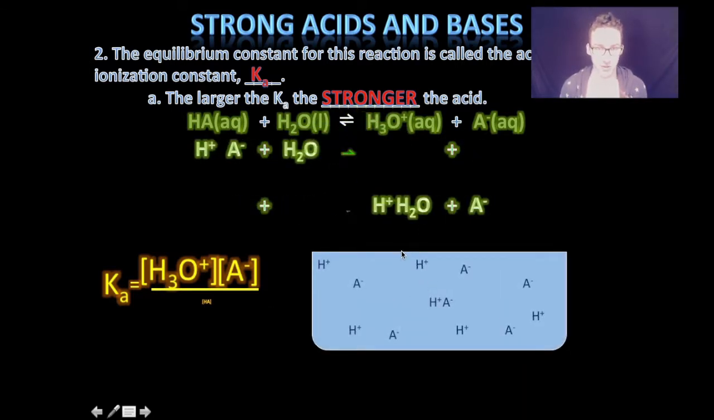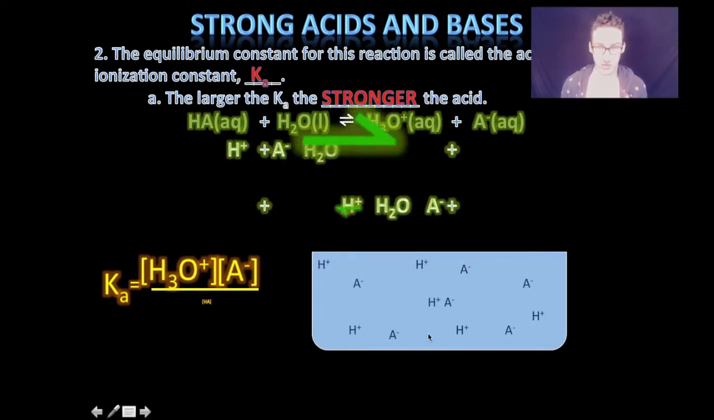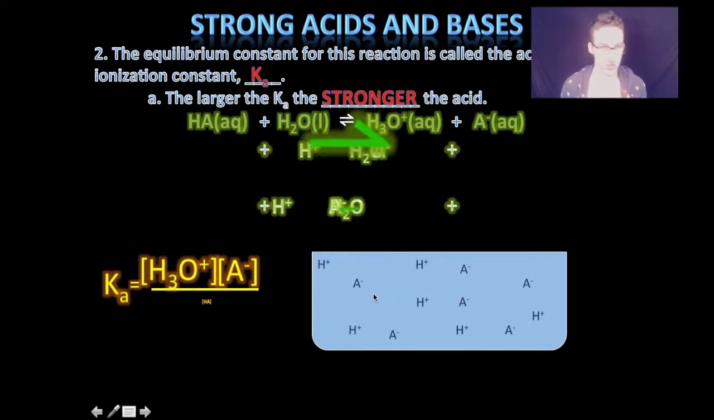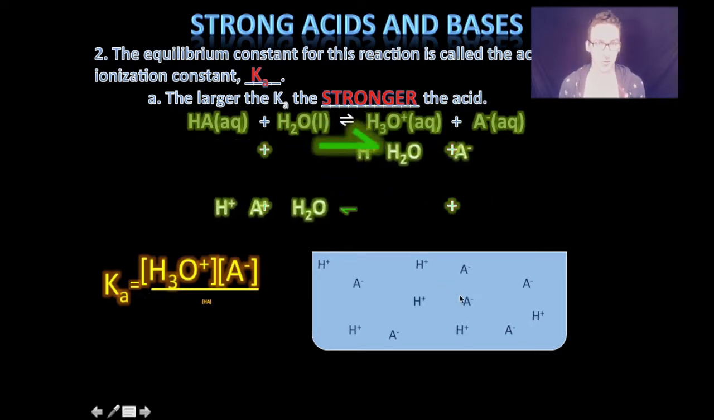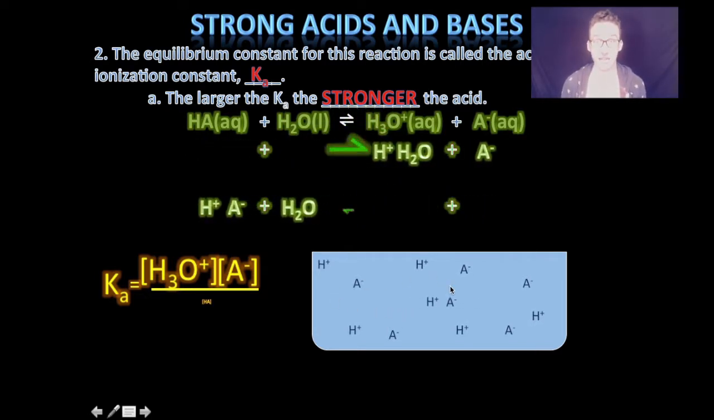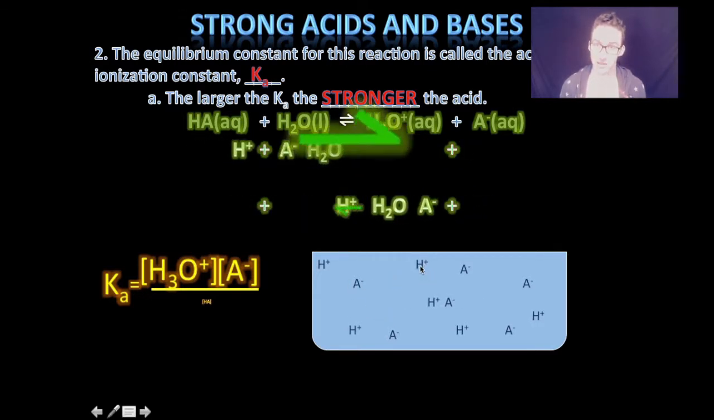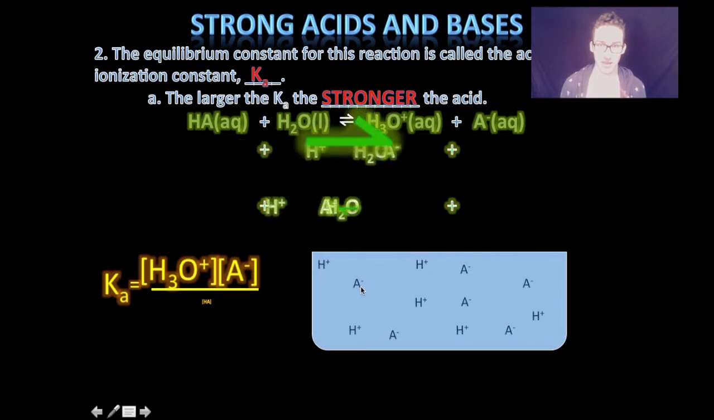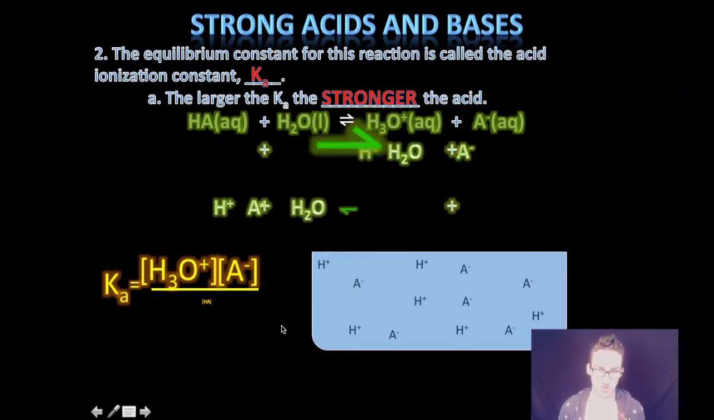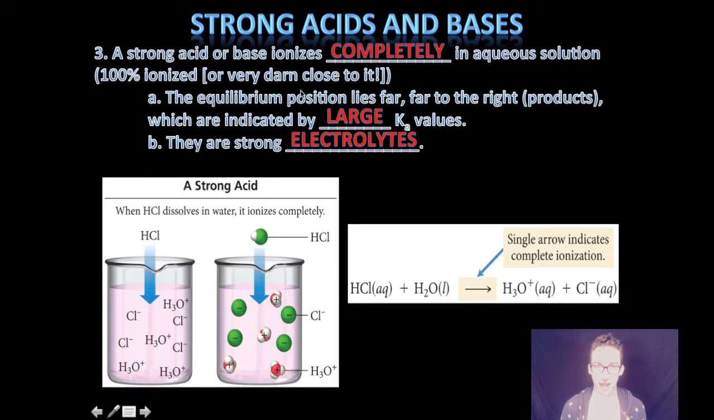And so as you think about, at the particulate level, what's going on in solution, yes, equilibrium indicates a sort of dynamic back and forth, but with a strong acid, we're going to have complete ionization, and the majority of what you're going to find in solution are going to be those hydronium or hydrogen ions and the anion from that acid molecule. So because we have in strong acids or bases complete ionization, our equilibrium position is going to be very, very far to the right, lots and lots of products. And so we're going to have very large Ka values, lots of products, very little reactants.